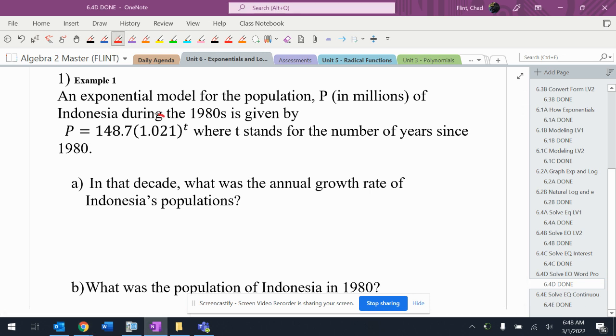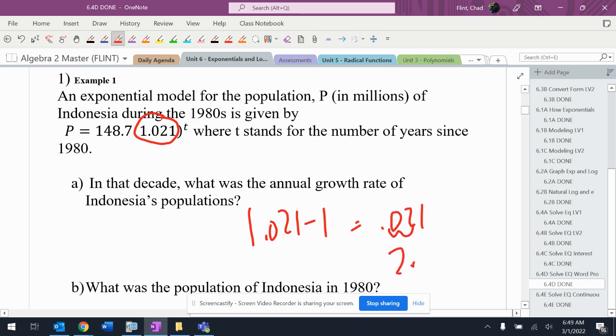Well, the growth rate is inside of here, and it's whatever the difference is from 1. So we get 1.021 minus 1, which is going to give me 0.021, as a percent is 2.1%. So we have to be careful. If it asks us for the rate, we have to make sure we find the difference between 1 and the number inside of those parentheses.